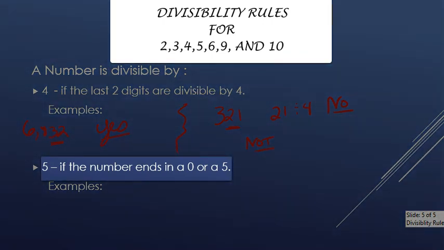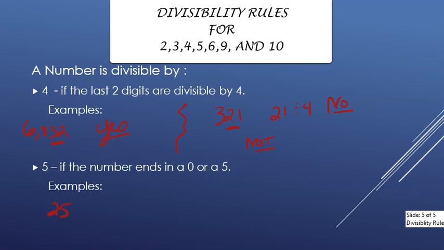All right, the number 5. You probably already know the rule for 5. It's if the number ends in a 0 or a 5. So we just look at the number 25. It ends in a 5. Oh yes, it's divisible by 5. What about the number 32? No, it ends in a 2, not a 0 or a 5. So it's a no. And then the number 40. It ends in a 0. So yes, it is divisible by 5.